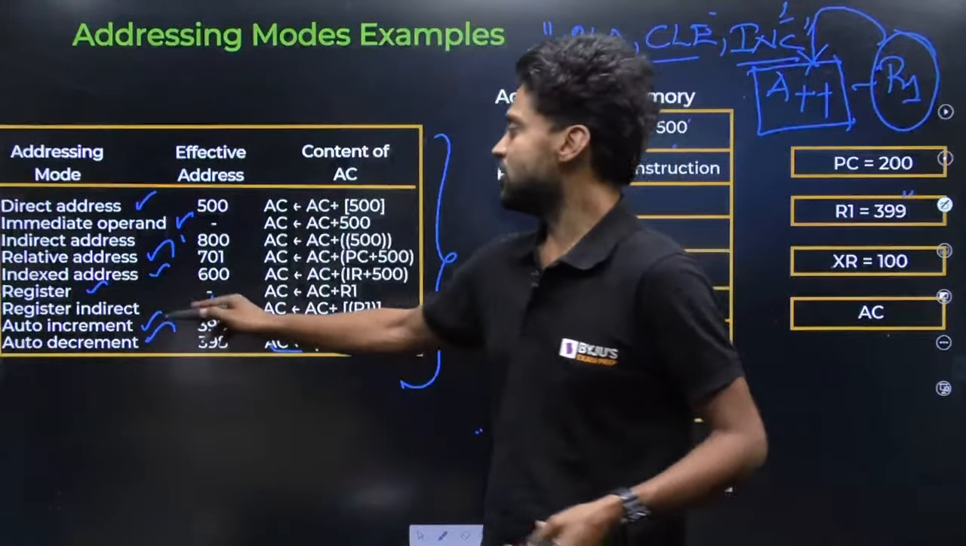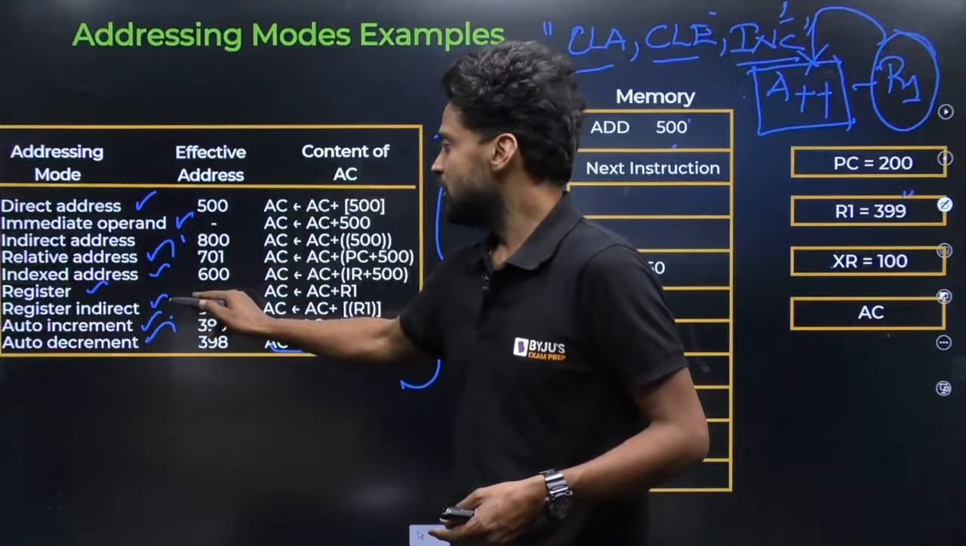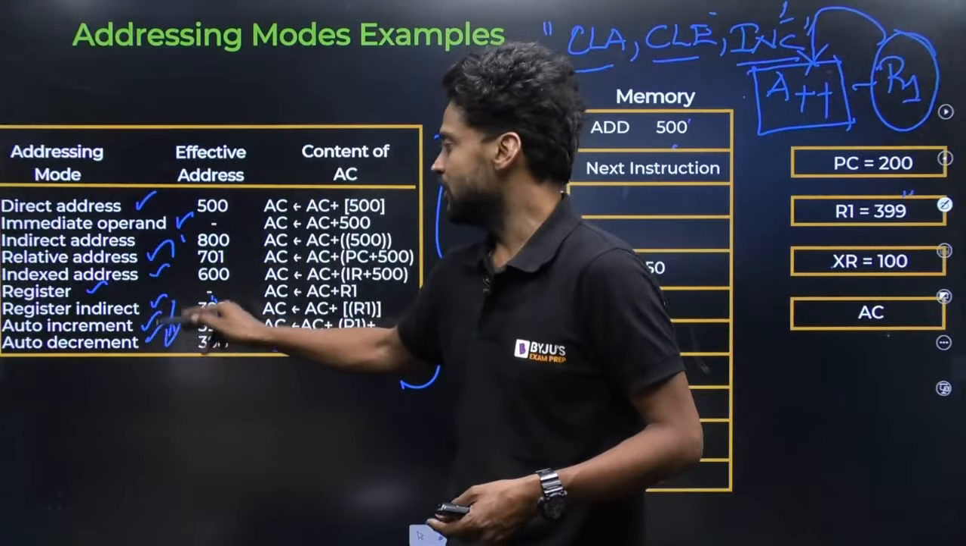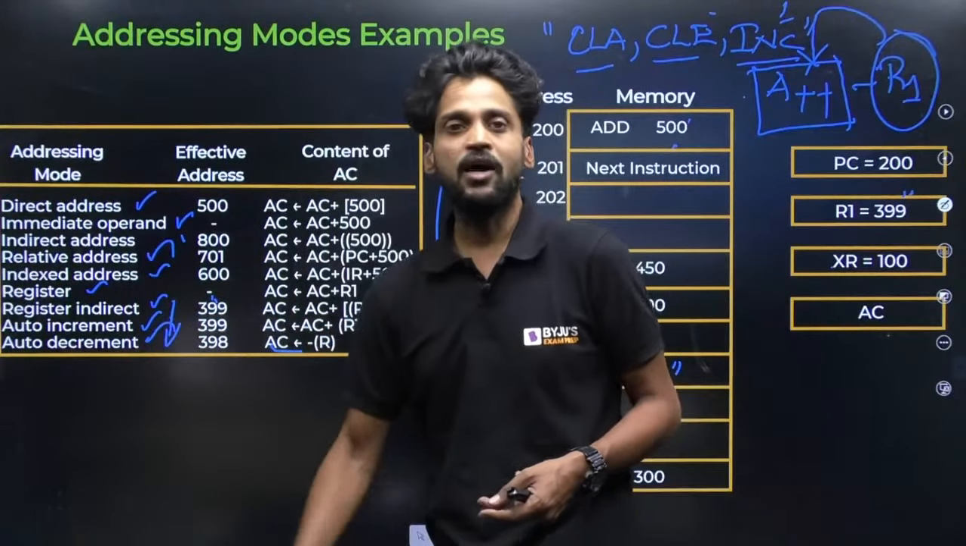Once again, register indirect, there is no specific use by itself. It will start auto increment and auto decrement. This will act as a base to auto increment and auto decrement.